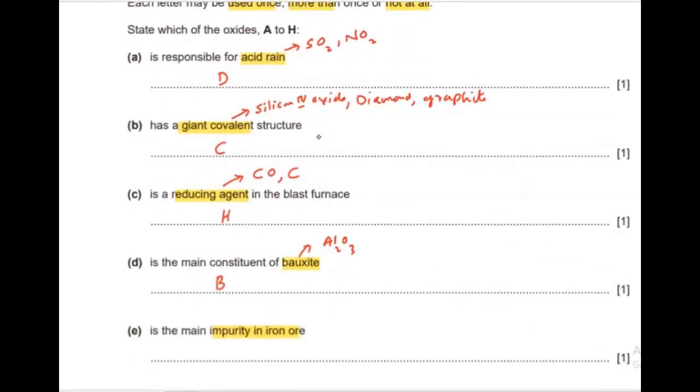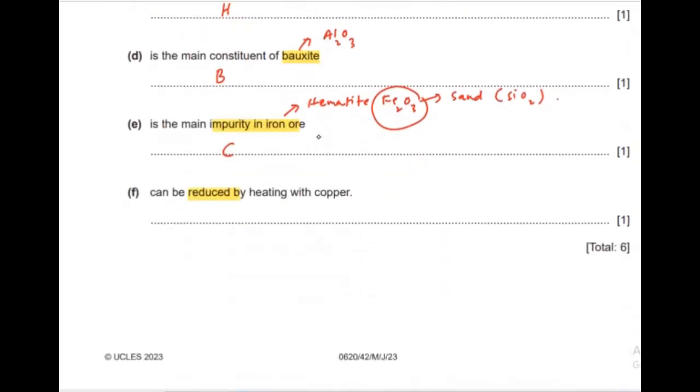Now, is the main impurity in the iron ore? Iron ore is hematite. You know that this is Fe2O3. And the main impurity which is present in the hematite is sand. And sand is silicon dioxide. So that's why the silicon dioxide is C. Silicon dioxide is a giant covalent structure as well as the impurity of hematite.